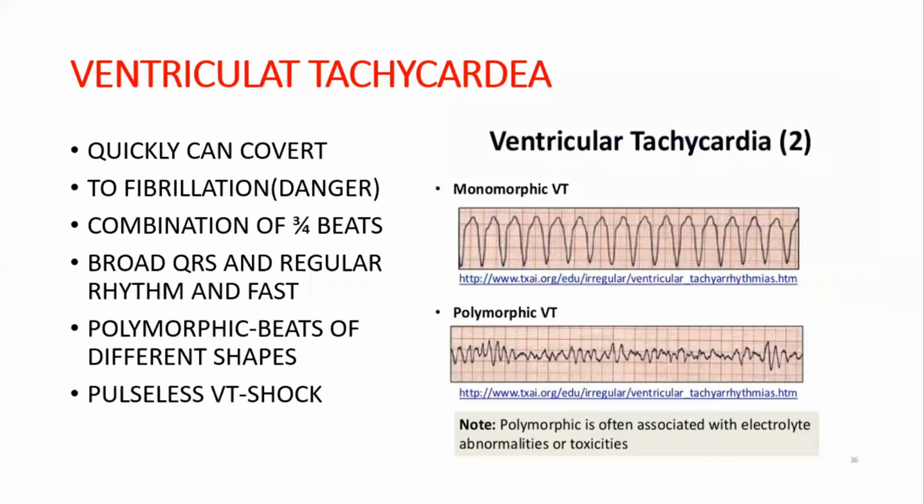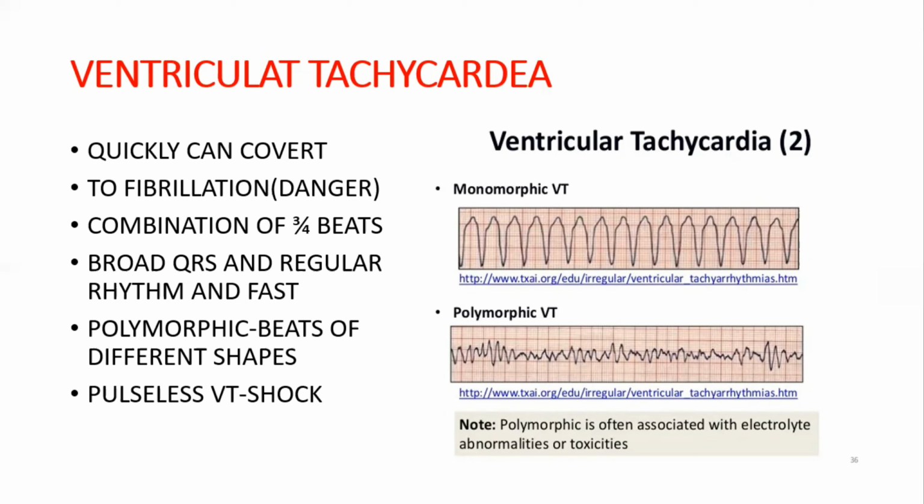Next is ventricular tachycardia. Ventricular tachycardia can convert into ventricular fibrillation, which is more dangerous. It is a combination of 3 or 4 beats with broad QRS and regular, fast rhythm. Polymorphic means beats of different shapes. Monomorphic means beats of the same shape. In case of ventricular tachycardia, we should check the pulse of the patient. If there is no pulse, pulseless ventricular tachycardia, we should give shock to the patient.